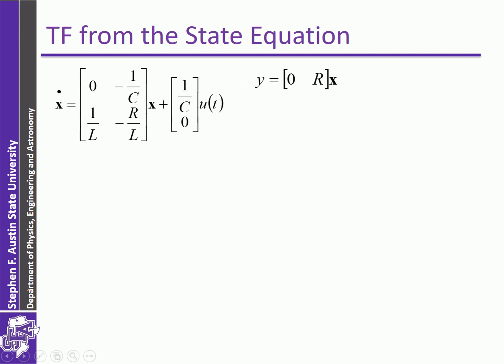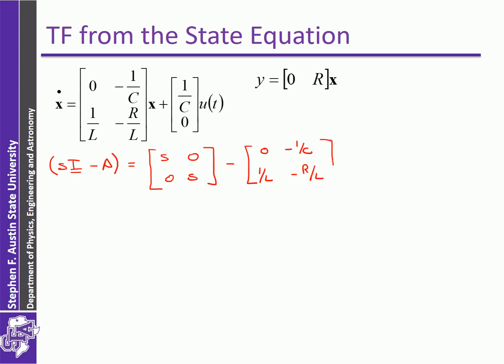Let's start by saying S times the identity matrix minus the matrix A. So this is equal to what? This is a 2 by 2 matrix. The identity matrix times S will give us S, 0, 0, and S, minus our matrix A, that in this case is going to be 0, minus 1 over C, 1 over L, minus R over L.